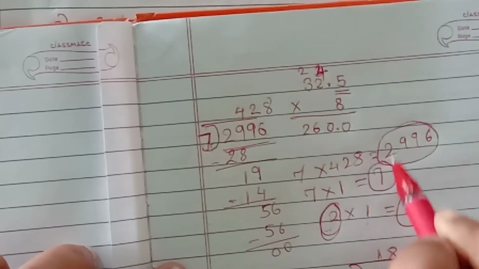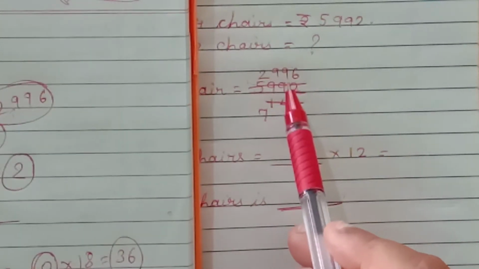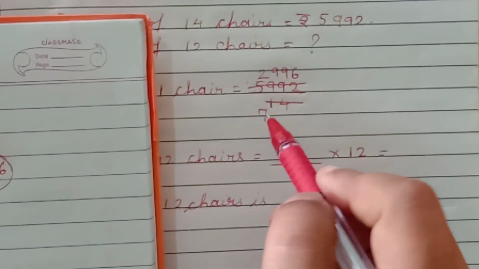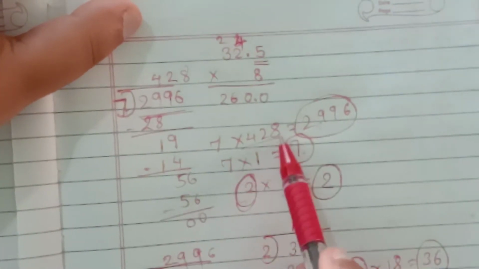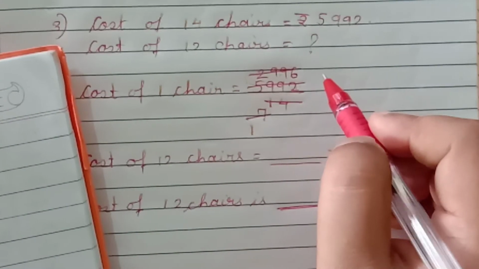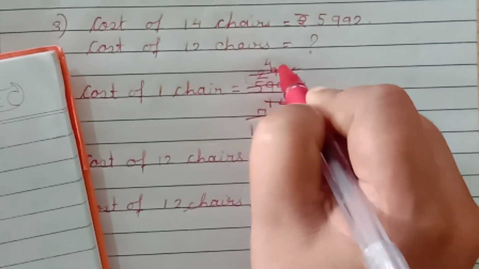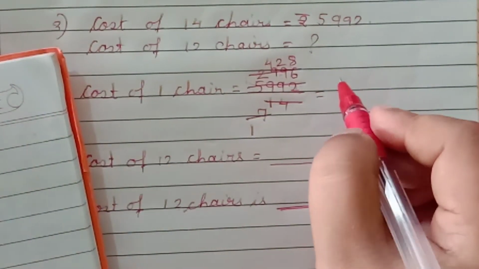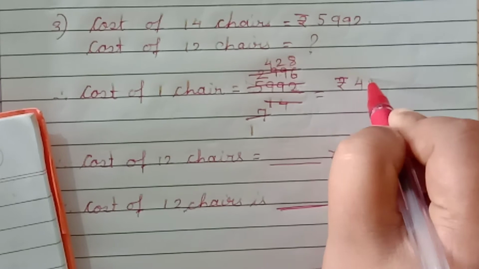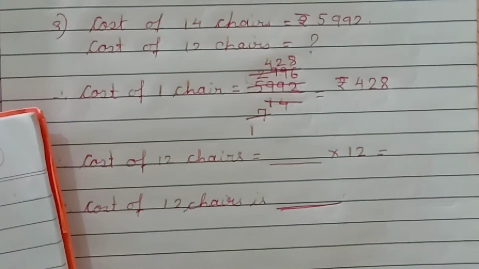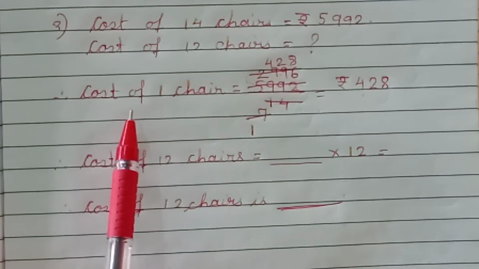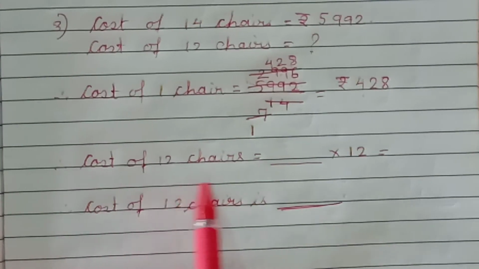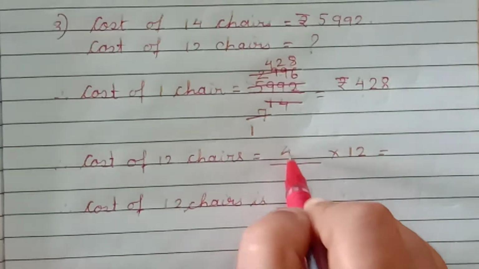Okay. So now we will hold 7's table in mind, and we know 7 ones is 7. So these two numbers are in our question. Yes, that is here. So 7 ones are 7 and 7 how much have we got? 428. So we'll write here 428. So our answer is rupees 428. Okay. Now this 428 is cost of what? 1 chair.